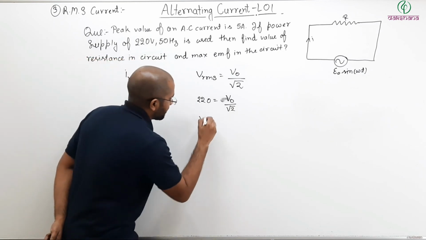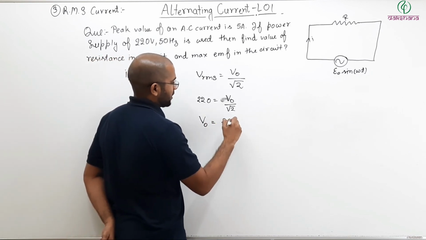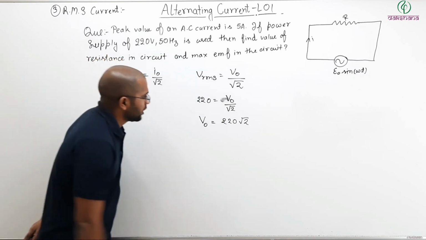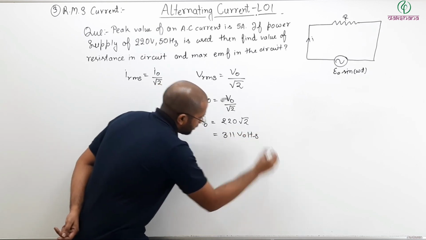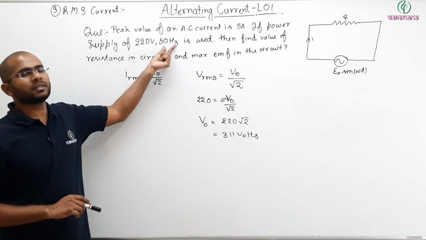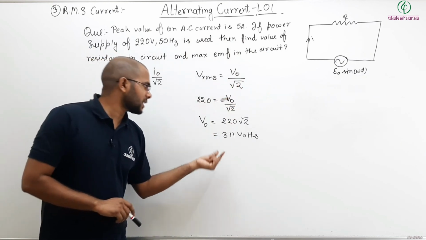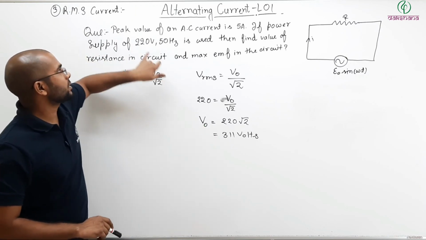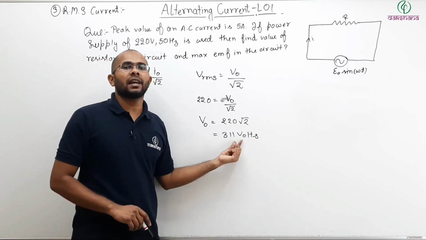So what will be the maximum potential? V0 is nothing but 220 times root 2. And root 2 is approximately 1.41. So that will be approximately 311 volts. So in your homes, it is written that VRMS is 220 and frequency is 50 hertz. So what is the maximum EMF supplied, maximum voltage supplied? That is 311 volts. So here maximum EMF, maximum voltage is not 220. This 220 is VRMS. Maximum is 311 volts.